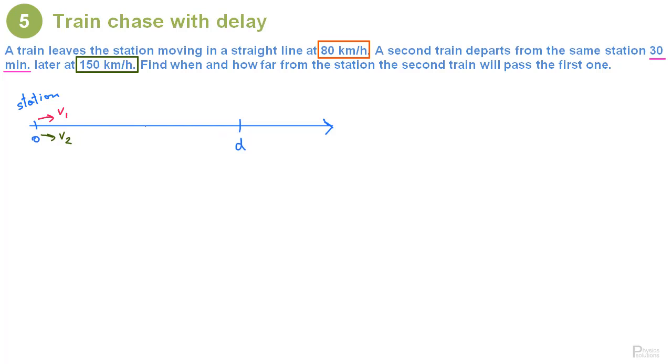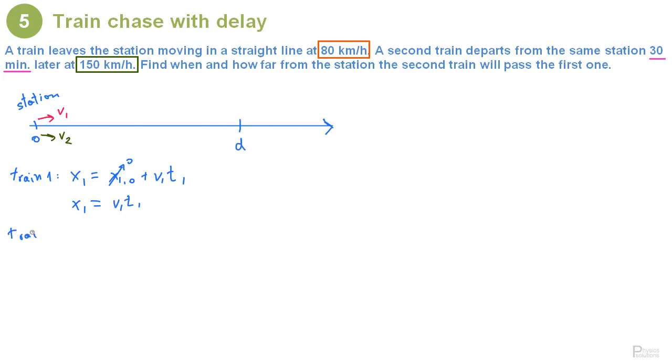Now we can write the equations. The position of the first train is given by its initial position plus v1 times t1. The initial position is 0 because that's how the coordinates have been chosen. So we get v1 times t1. So this is the coordinate of the first train.